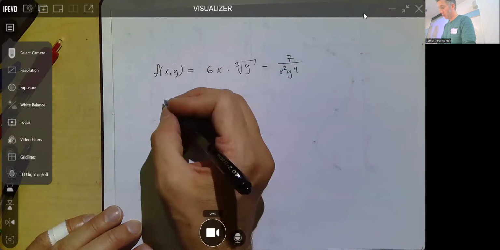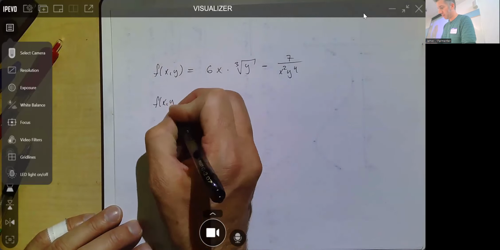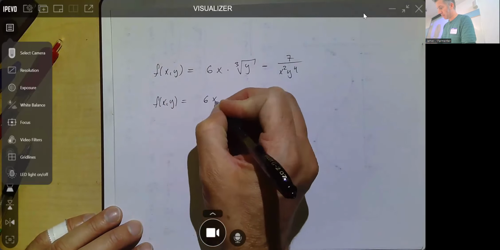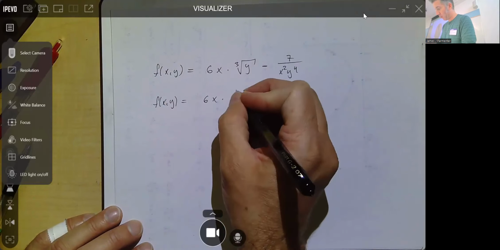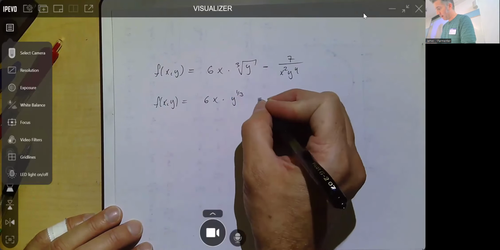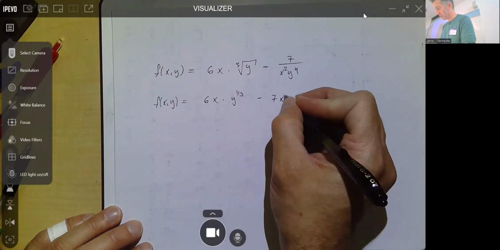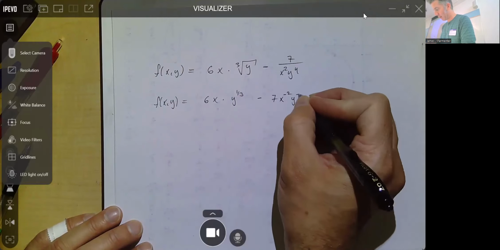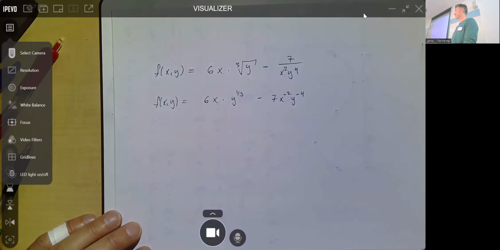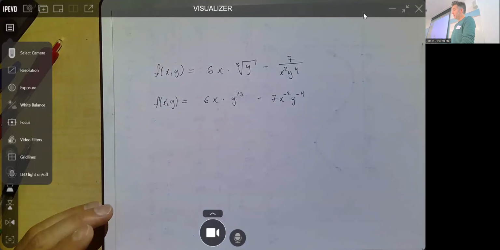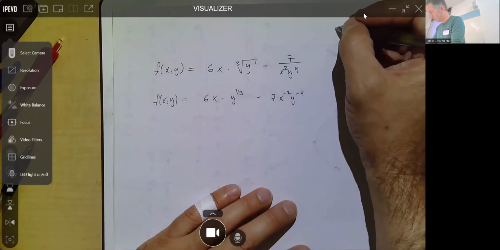So I would rewrite this function as 6x times y to the 1/3 minus 7x to the negative 2nd y to the negative 4th. Technically, you can always bring up everything in the denominator if you really want to. Sometimes it's not worth it though.